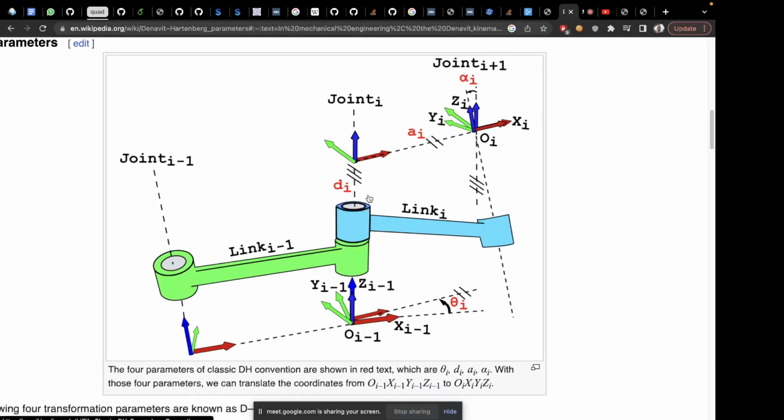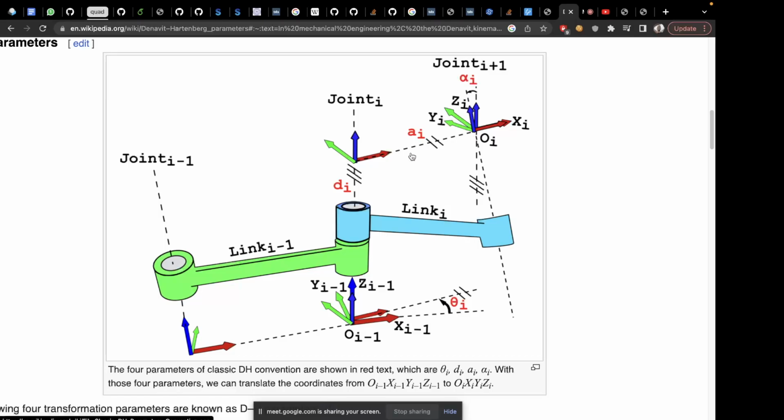So as I was saying, Zi are, in case of revolute joints, the axis of rotation, and for prismatic joints they are along the direction of motion. Xi is the common normal between two Zi. So let's say this blue one is Zi minus 1, and another is Zi, and Xi minus 1 is the common normal of these two vectors basically.